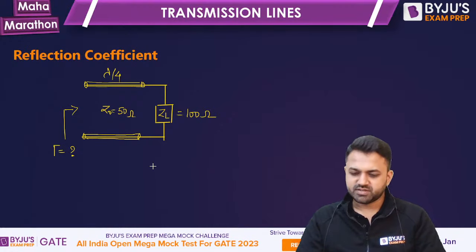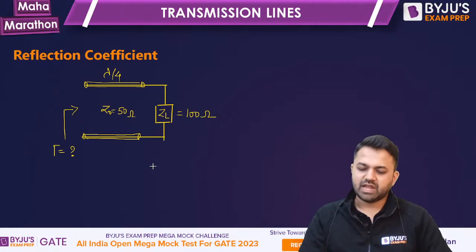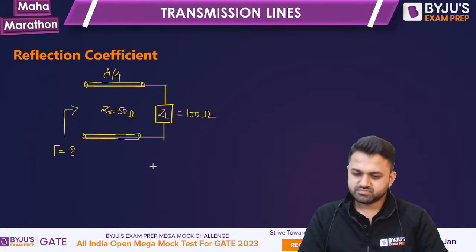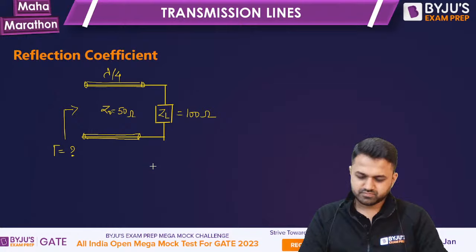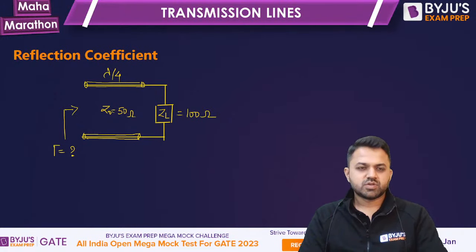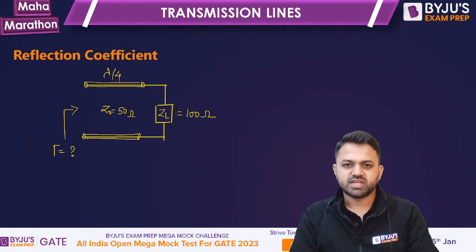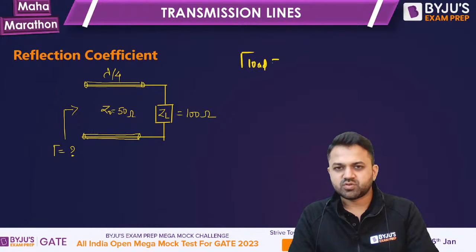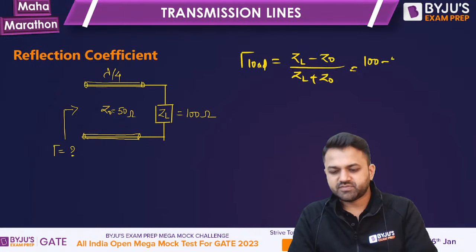I want to calculate the reflection coefficient at this point. Can you tell me what is the reflection coefficient? Gamma we will always have to calculate. So what is the value of reflection coefficient here? The answer is different; it is coming 1 by 3, someone is saying. So gamma load is ZL minus Z0 divided by ZL plus Z0, so it is 100 minus 50 over 100 plus 50. So it is 1 upon 3.